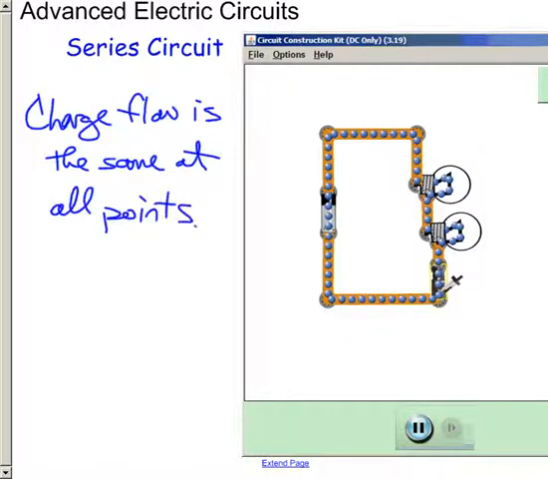Even if the two light bulbs are actually different in their resistance, the charge flow has to be the same through both of them. That's because there is only one pathway for those charges to follow.